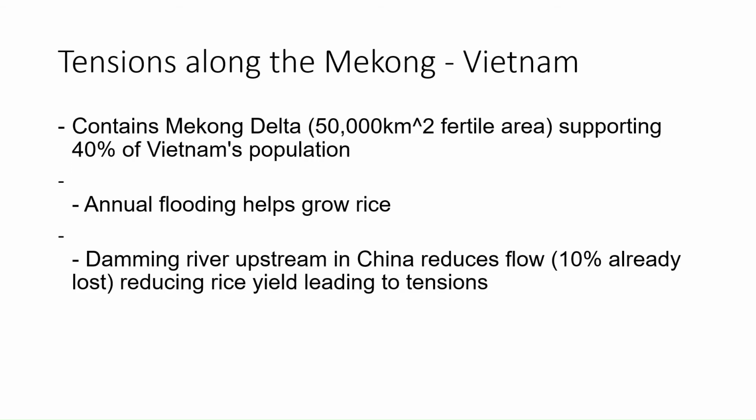Now let's talk about Vietnam. They contain the Mekong Delta, which is 50,000 kilometers squared of fertile area, which supports 40% of Vietnam's population, as the floodings help grow rice. But since China has dammed the river upstream, 10% of flow has already been lost, reducing the yield of rice, leading to tensions.